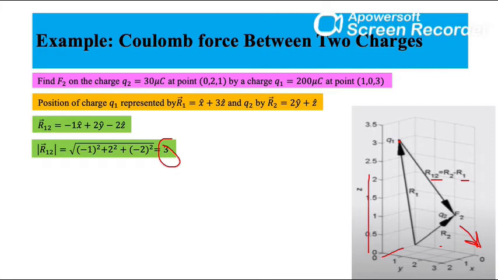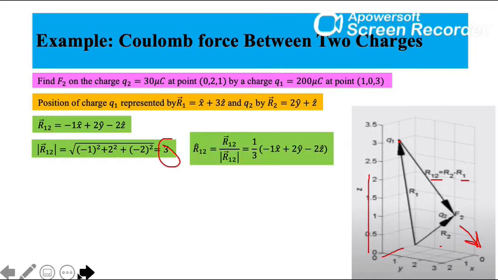Write a vector from r12, its unit vector is its vector r12 divided by its magnitude. Its magnitude is 3 and the vector is given by minus x hat plus 2 y hat plus minus 2 x hat. Now I have the unit vector which is acting along the force direction. Now I want the magnitude of force.